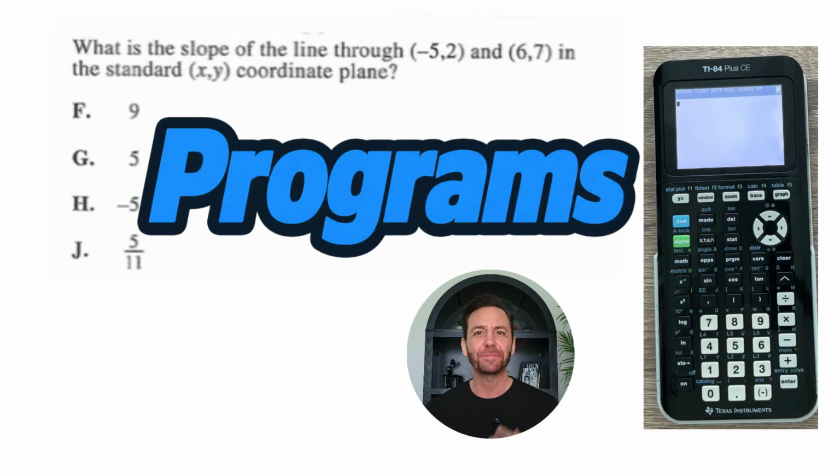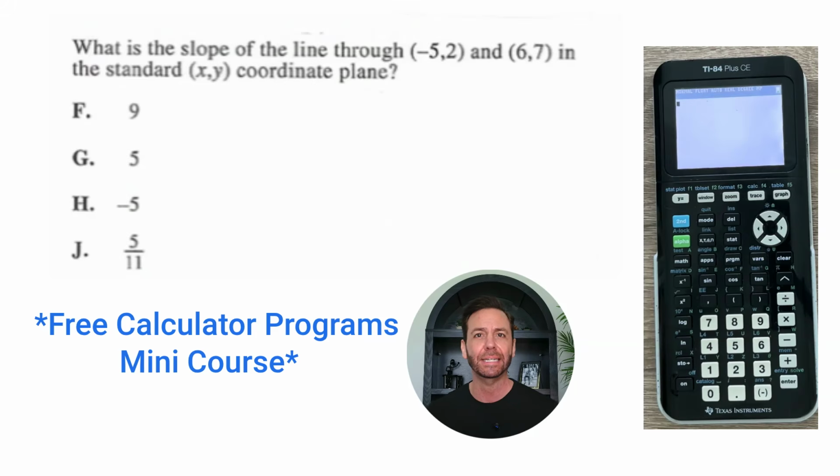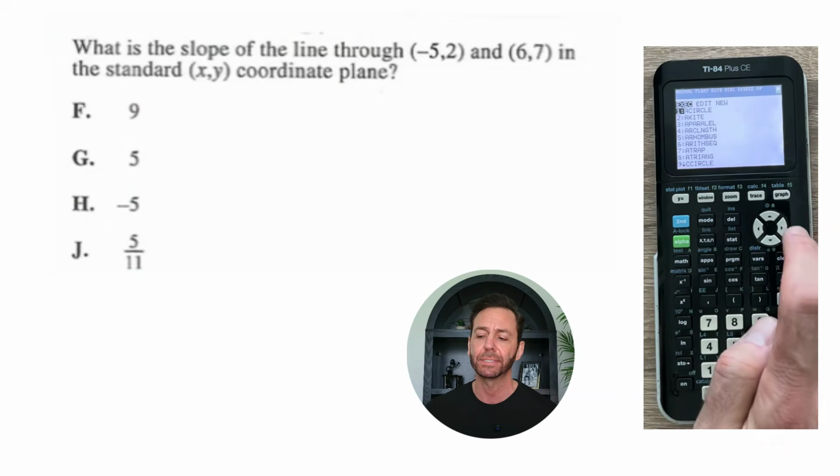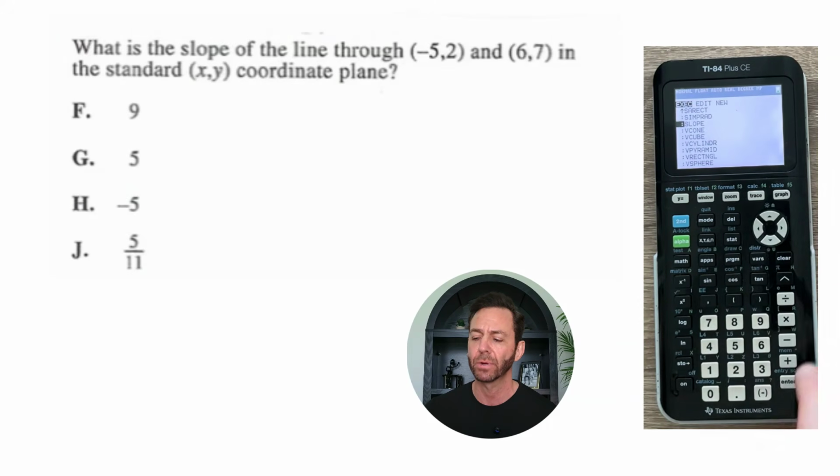One of the best features on the graphing calculator is your ability to install programs that can help answer all formula-based questions for you really quickly and easily. These programs are 100% allowed on both the SAT and the ACT, but you do have to install them. These are the only things I'm going to show you that are not pre-installed on your TI-84. So here I've got a question that asks for the slope of this line that goes through those 2 points. So I can hit my program button and I can find the slope program.